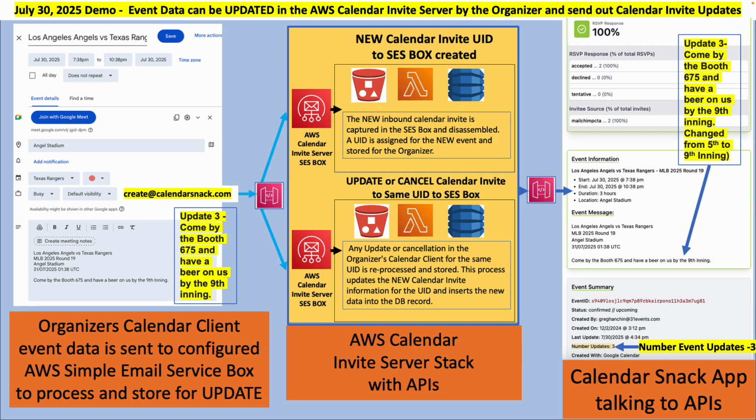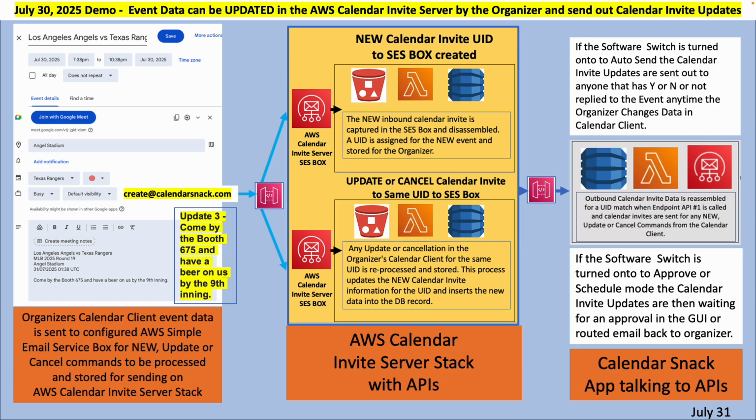So here we are at update number 3. We're talking to the APIs. Here's what mechanically happens though with these updates. At a mechanical layer, you're sending the data back to the AWS SES API, essentially, or us with our calendar invite API stack here with our calendar invite server, and essentially it's disassembled and stored, and then we call it here. So if the software switch is turned on to auto send, the calendar invites are sent out to anyone that has a yes or no or not replied to the event anytime the organizer changes data in the calendar client.